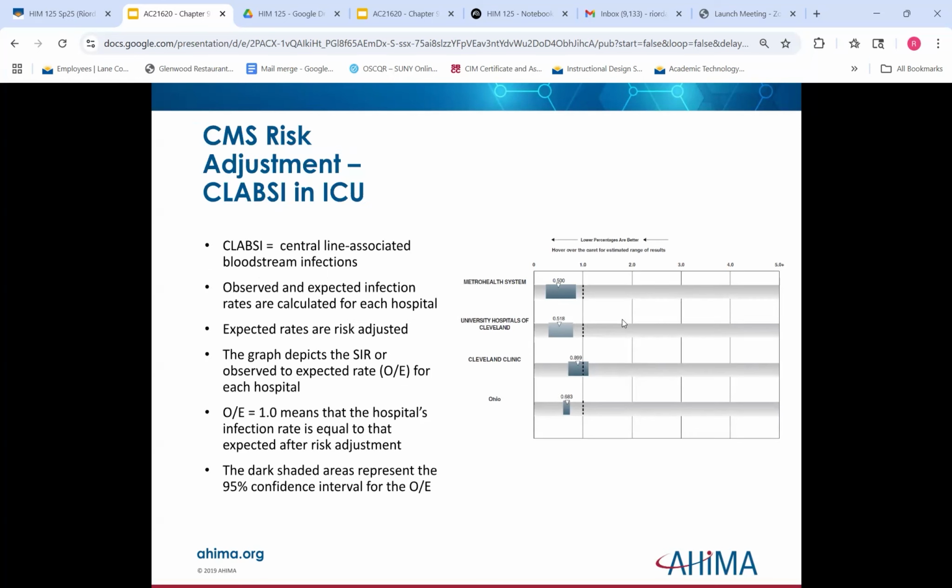And then the central line associated bloodstream infections. So this is a CMS measure. This is looking at all the central line associated infections, both observed and expected. These are calculated for each hospital. And the chart to the right talks about lower percentages are better. So you can see the Cleveland Clinic is slightly over 1. So they're not doing as well as they should be compared to University Hospitals of Cleveland or Metro Health.